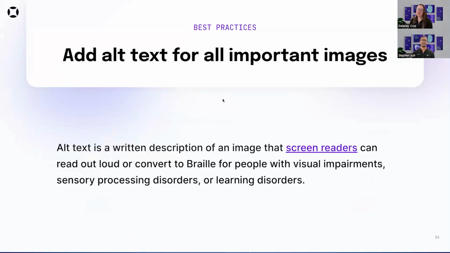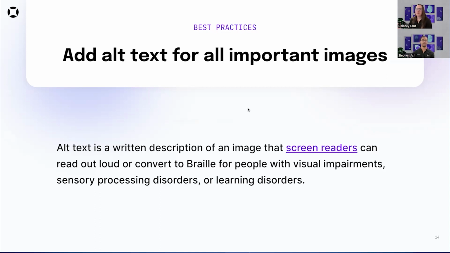First things first, which I'm sure many people are probably aware of the importance of alt text, but add alt text for all important images. Alt text is a written description of an image that screen readers can read out loud or convert to Braille for people with visual impairments, sensory processing disorders, or learning disorders.